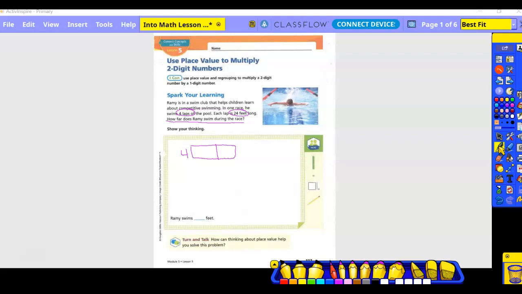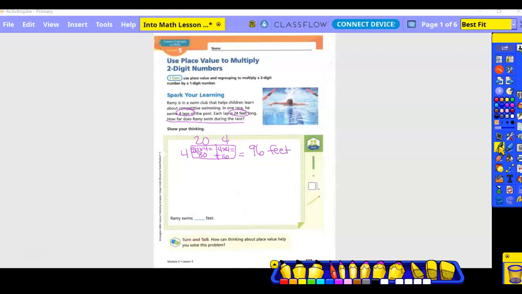into, what is my tens place? 20. What is my ones place? 4. Okay, and then I do 20 times 4 equals, and I put 2 in a box. 2 times 4 is 8, and add a 0. I do in this box 4 times 4, which is 16, and then I add these things together. Anybody know what 80 plus 16 is? 96. Okay, so 96 feet.